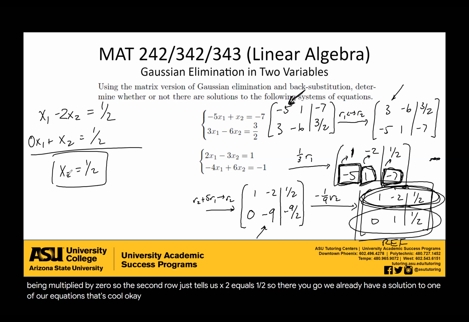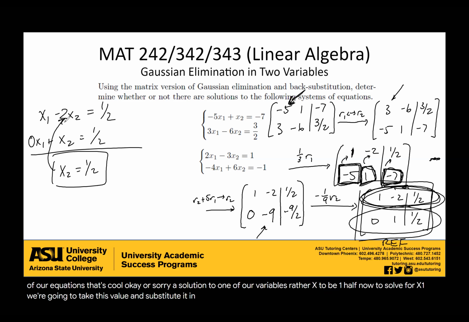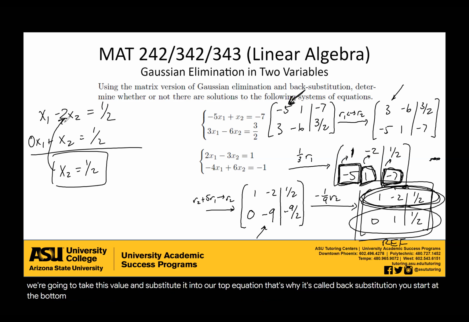Okay, or sorry, a solution to one of our variables, rather, x2 being 1/2. Now to solve for x1, we're going to take this value and substitute it into our top equation. That's why it's called back substitution. You start at the bottom and you work your way back up by substituting in. So we're going to substitute 1/2 in for x2.